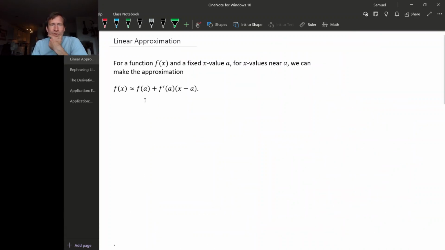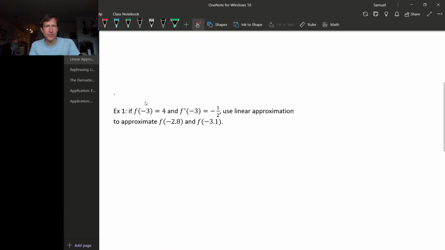So in general, if you know a base point, you know the x value, then for x values near the base point, you can approximate the function with f of a plus f prime of a times x minus a. Let's look at a couple examples of this. First of all, suppose that f of minus 3 is 4, and f prime of minus 3 is minus a half. Let's use linear approximation to approximate these two values of the function.